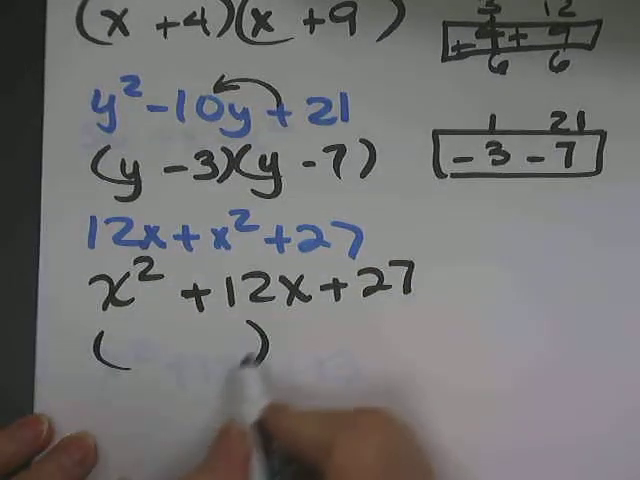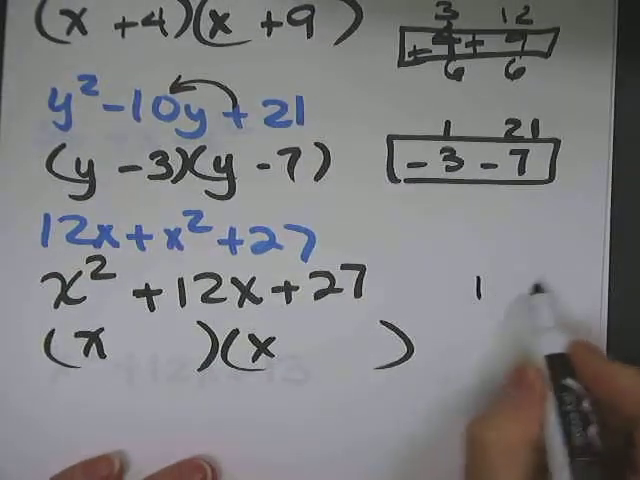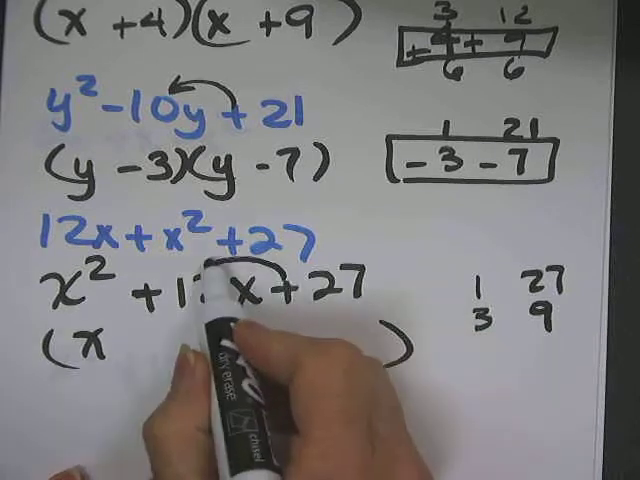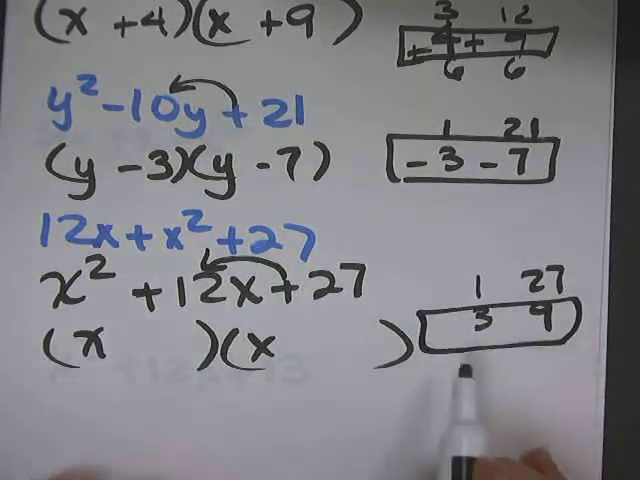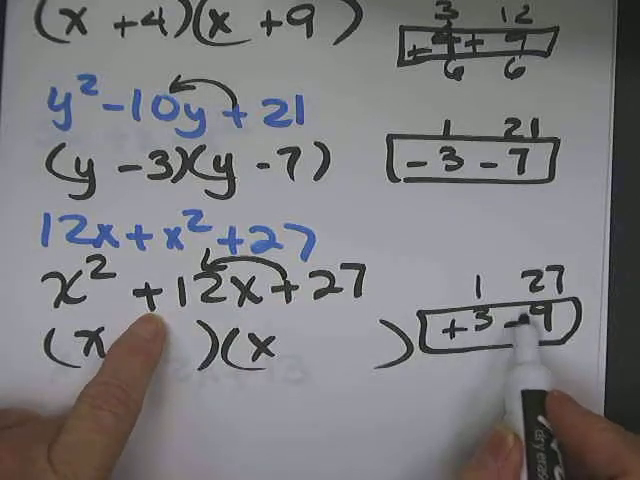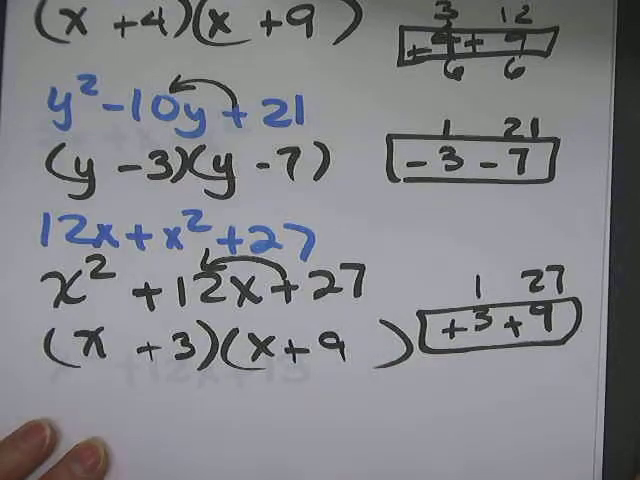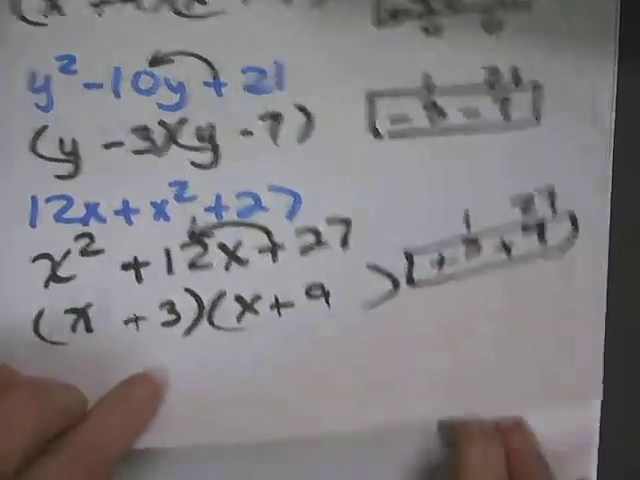First term is nothing in common, right? So we're going to factor it. X squared is x times x. 1 times 27, 3 times 9. They add up to 12. 3 and 9. Same sign. Positive. Plus 3 plus 9.